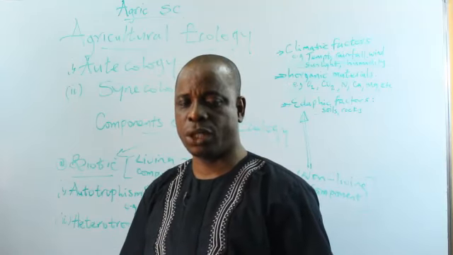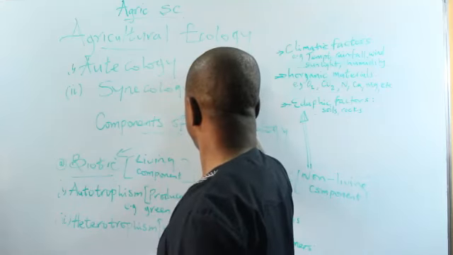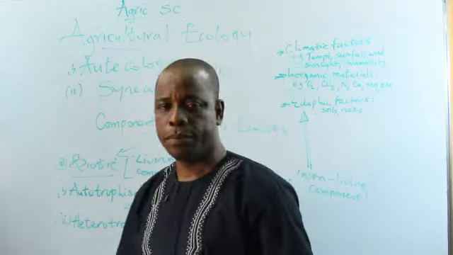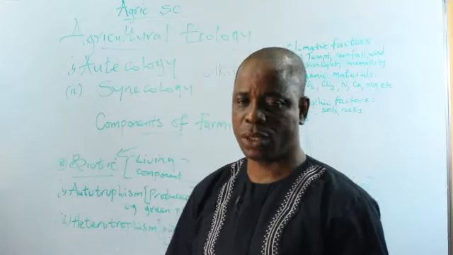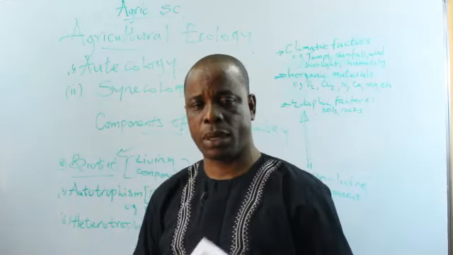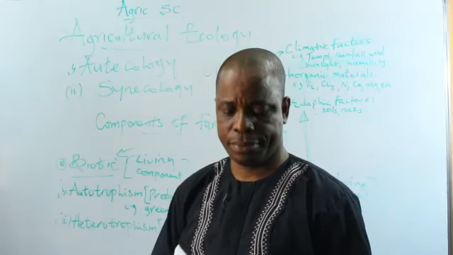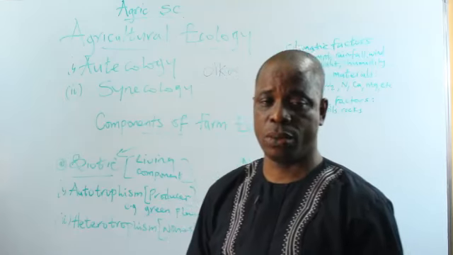environment. Actually, the word ecology was derived from a Greek word, oikos, which means home or the dwelling place. While logy is the study. So ecology just talks about the study of the crops we plant on the farm and animals we rear on the farm in relation to their environment.